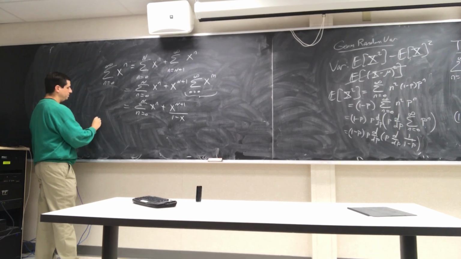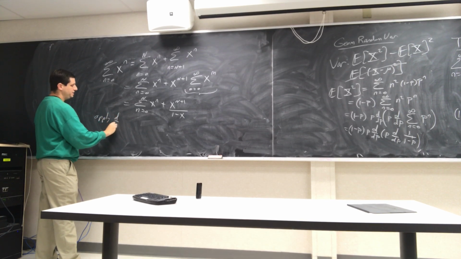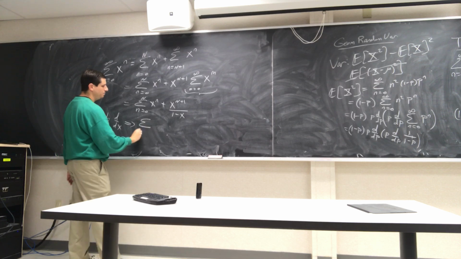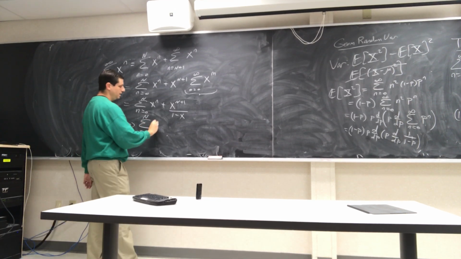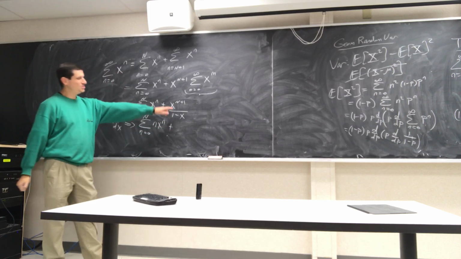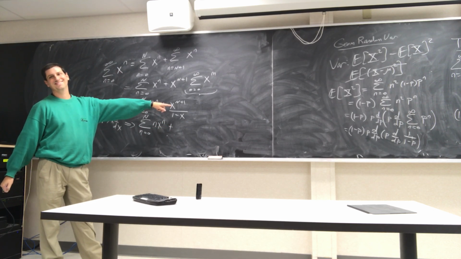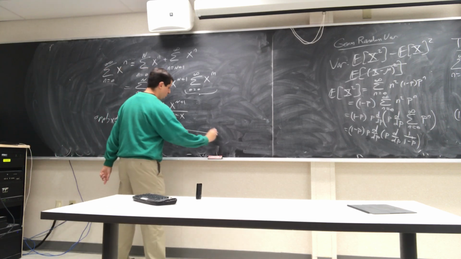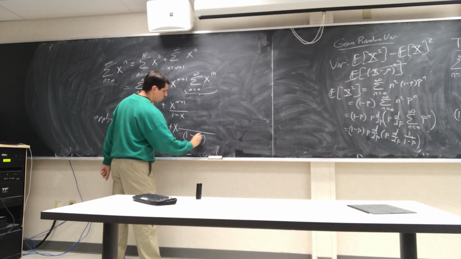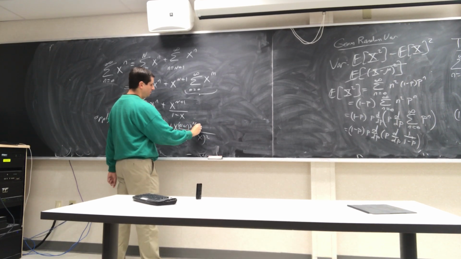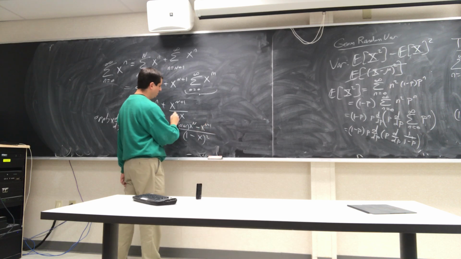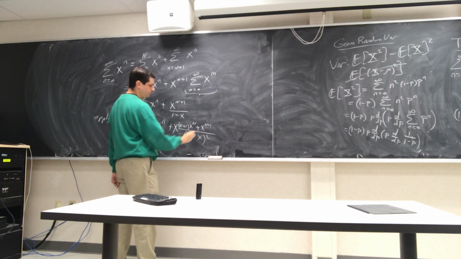And now, if we apply d by dx, we'll get a sum, n goes from 0 to N, of n x to the n minus 1. And now what do we get to use to take the derivative of the right side? We get to use the quotient rule, right? So we get 1 minus x squared in the denominator. We get the derivative of the numerator, we get N plus 1 x to the N minus x to the N plus 1, and the derivative of the denominator will just be negative 1, so that reinforces.